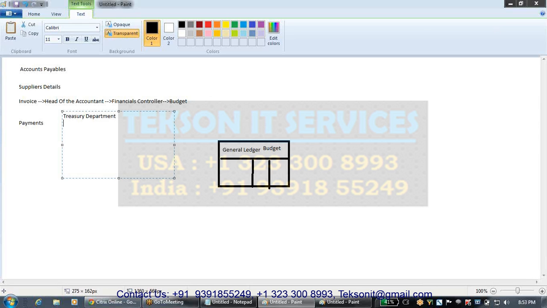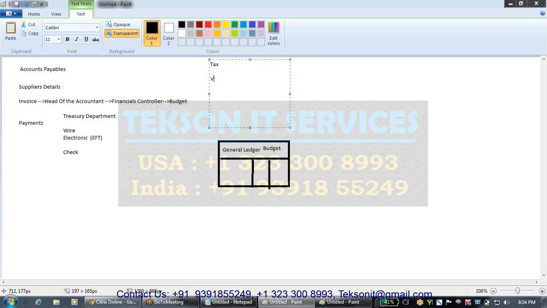The treasury department will do the payments. They can do the payment either using wire, or electronic fund transfer, right? Or EFT. So there are different types of payments we have, like wire, electronic, or check payments, right? Even while creating an invoice, and also in the payments, we have a concept called tax.